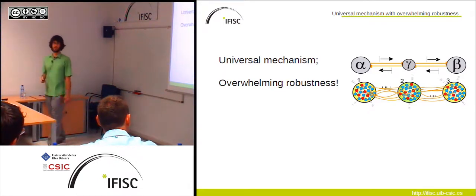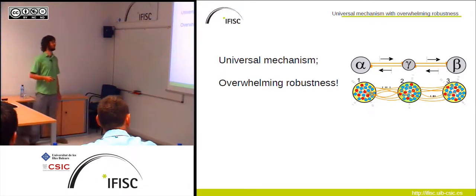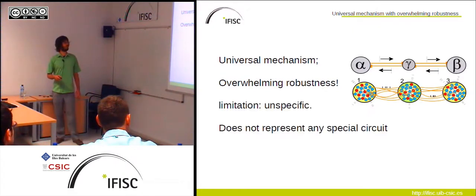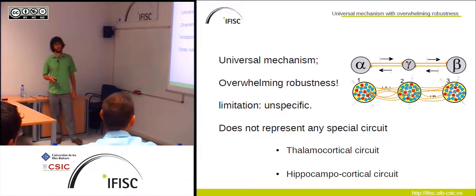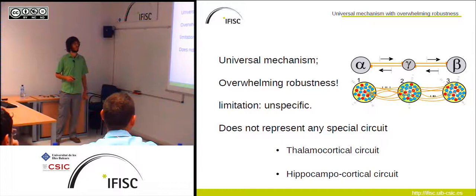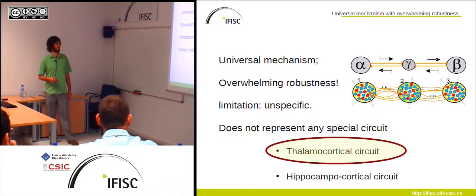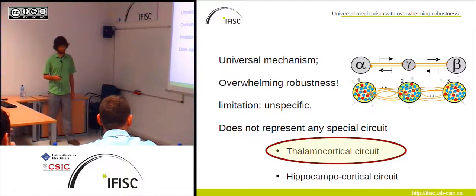And this model is very universal, very general, and has an overwhelming robustness, very robust. However, there is a limitation, because of the fact of being very general, it does not represent special circuits, and we'd like to see two particular circuits, which are the thalamocortical circuit and the hippocampal cortical circuit.